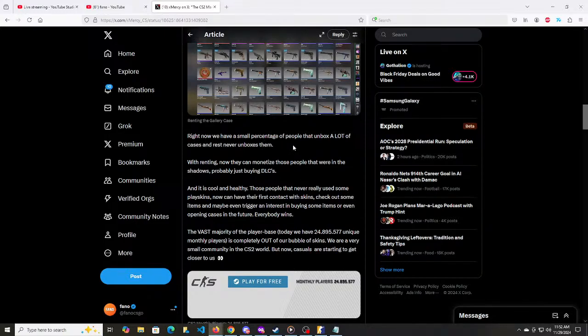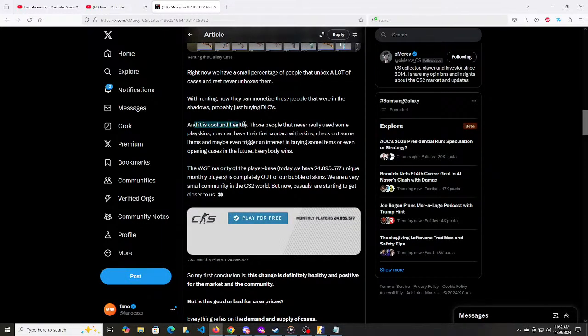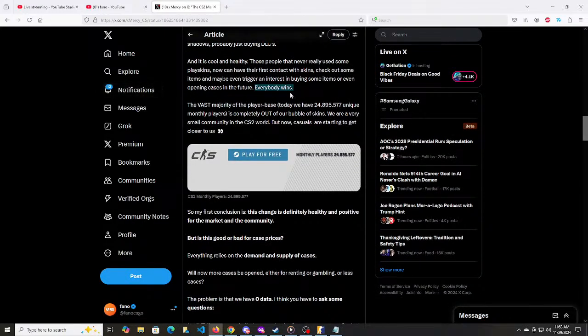Right now, we have a small percentage of people that unbox a lot of cases, and the rest never unbox them. Okay, that's a fair argument. Assuming you're right that the vast majority don't open cases, sure. With renting, now they can monetize the people that were in the shadows, probably just buying DLCs. And it is cool and healthy. These people who never really used or played with skins can now have their first contact with skins, check out some items, and maybe even develop an interest in buying items or opening cases in the future. Everybody wins. That is true. Valve is the main winner, but investors like ourselves, case investors, and everybody wins when there are more customers, more unboxings, more profit. I agree.